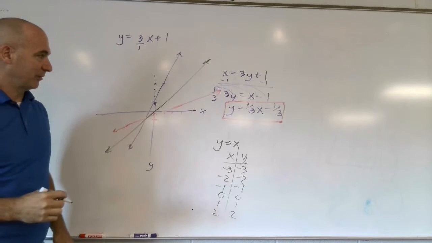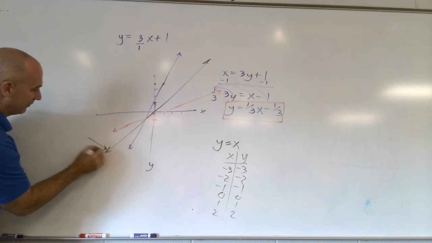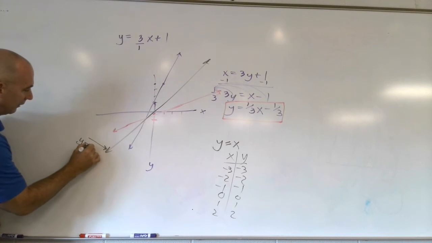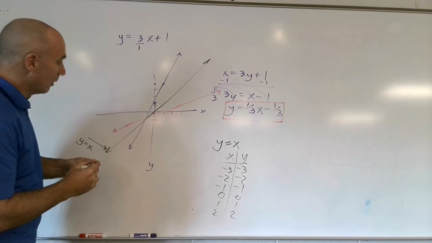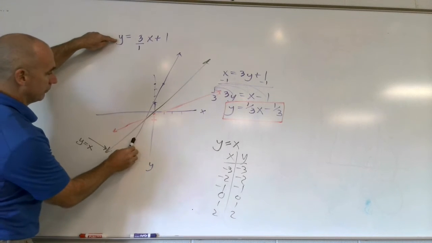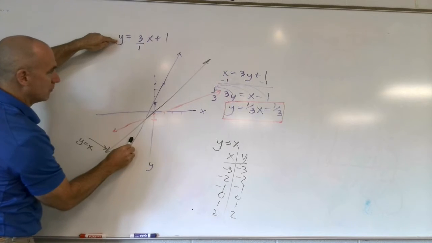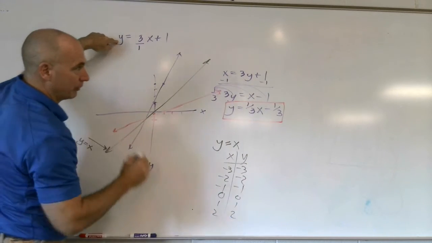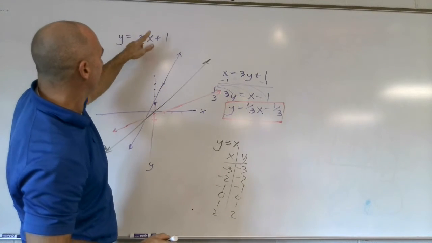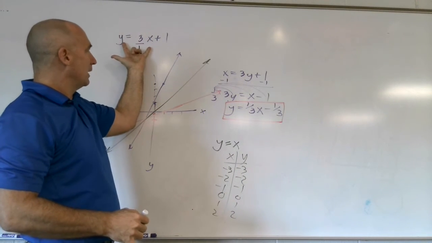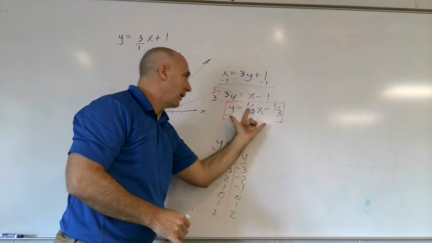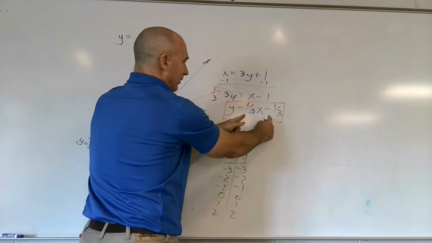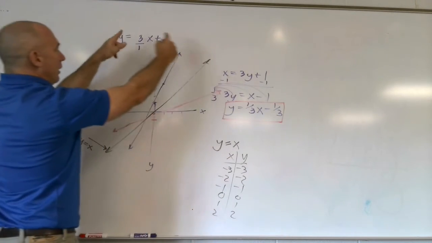And I want you to notice something. This is y equals x. This purple one is right here, and this red one is right here. But notice what I did: I took those variables, I switched them, and then I solved for y. This is considered the inverse function of this.